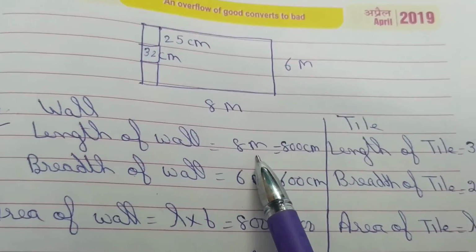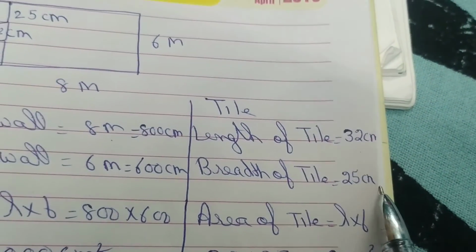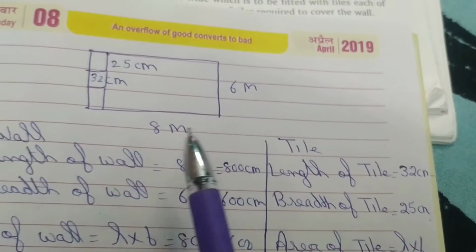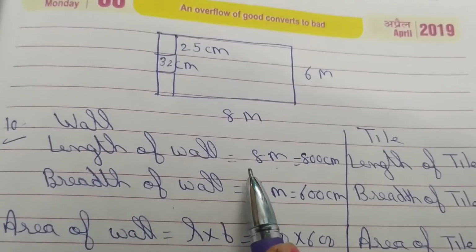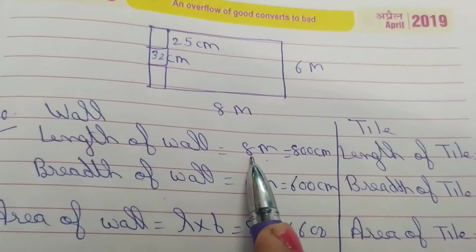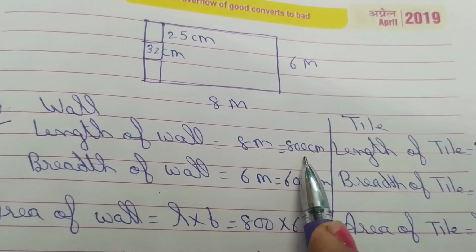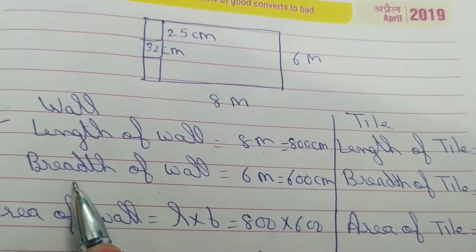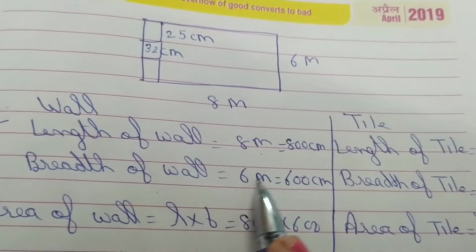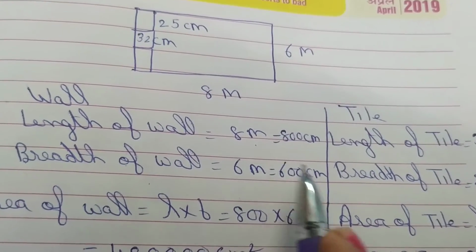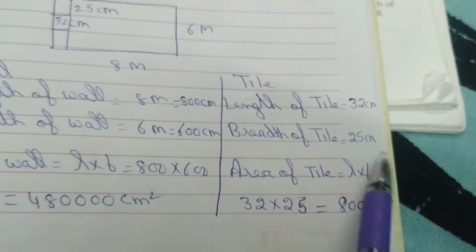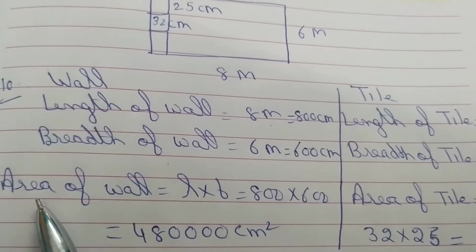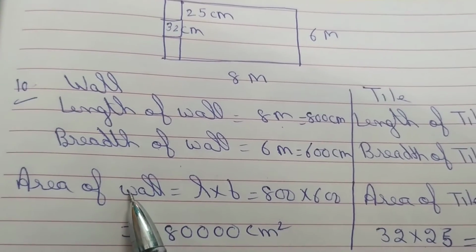But one thing that you have to keep in your mind is that length and breadth of wall is given in meter, but length and breadth of tile is given in centimeter. So both the units should be same first. So we will convert: length of wall is 8 meter, that is 800 centimeter. Breadth of wall is 6 meter, that is 600 centimeter. We have converted meter into centimeter and this is already in centimeter.